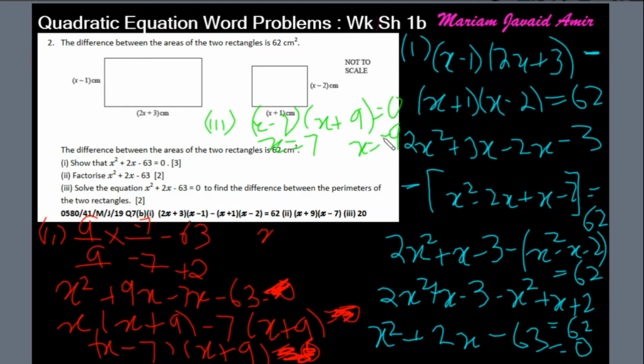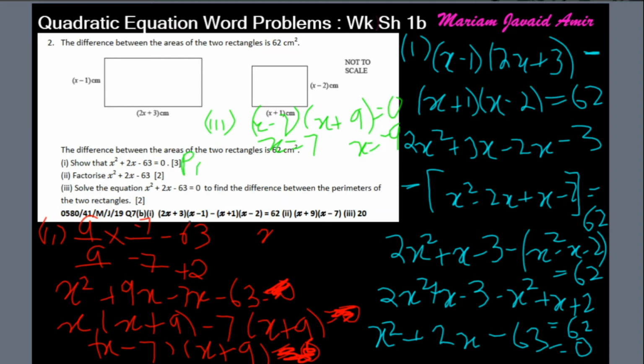Let's say if I take x as minus 9, then this length will become negative, minus 9 minus 2. In fact, all the lengths will become negative, and a rectangle cannot have negative lengths. Nothing can have negative lengths. So we will ignore the minus 9 answer and use the answer 7. So let's find the difference of the perimeters of the two rectangles using x equals 7.